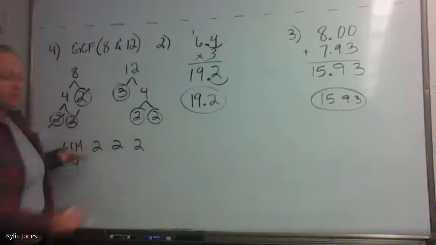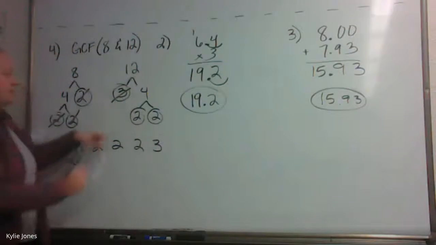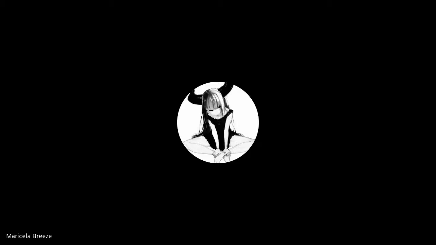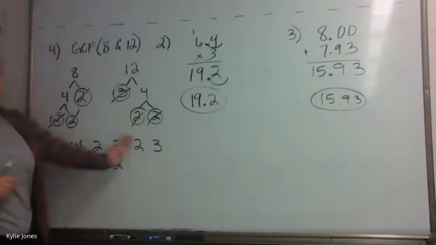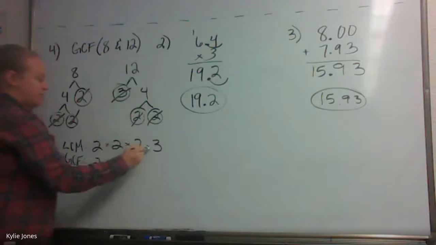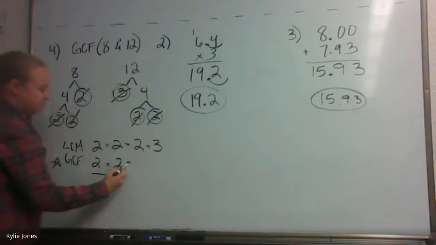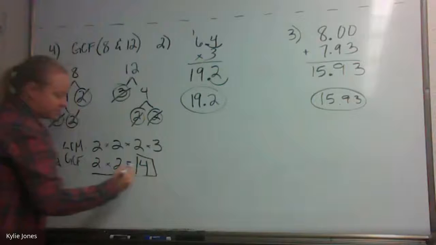No, so it needs to go on the top row. Can I match a 2? Yes. What about the other two? Yes. Okay, so we've matched everything. What do I do with all these numbers now? Multiply. Good. And we only need the GCF. So 2 times 2 is 4. There's our answer.